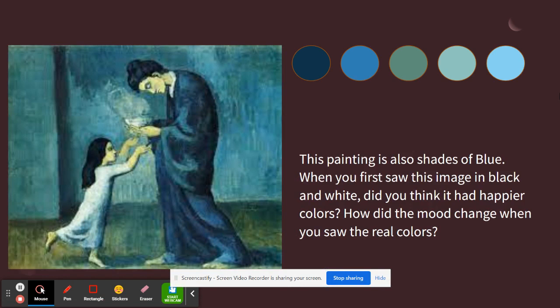We're going to return back to that same image we first looked at that I had turned black and white. This painting is also in shades of blue. When you first saw this image in black and white, did you think it had happier colors? And now that you can see it's all blue, how did the mood change when you saw those real colors? Think about what colors you assigned it before, that 3 to 5 colors. Did you pick brighter colors? And how is that affecting your perception of this artwork?